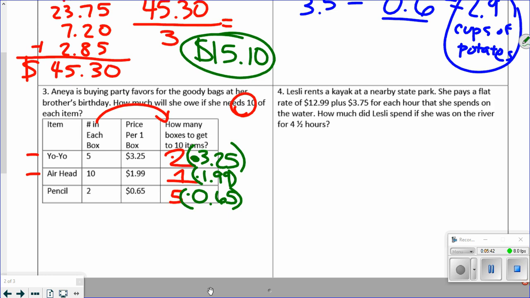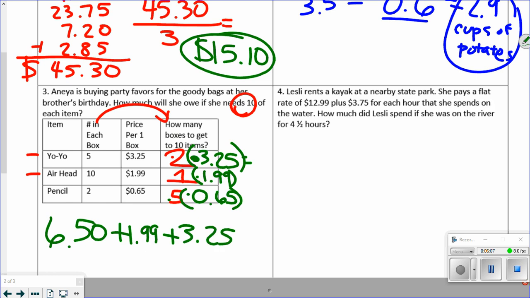2 times $3.25. 2 times $3.25 equals, we don't have much room there, so I'm going to write it down here, $6.50. Now, if we're asking for a grand total, we need to add that to, okay, well, what's 1 times $1.99? That's still $1.99. Plus 5 times 65 cents gives me $3.25. So now we add that all up.